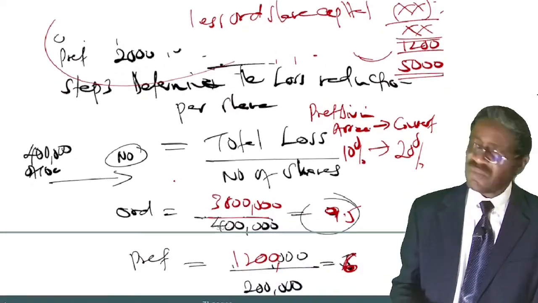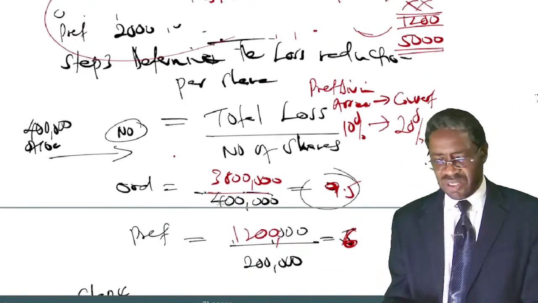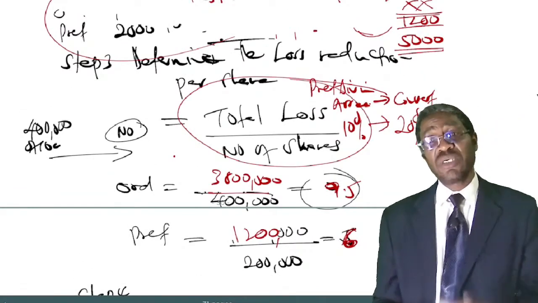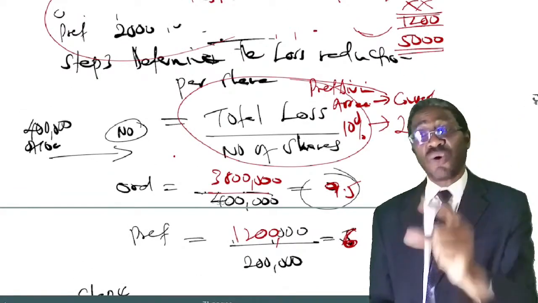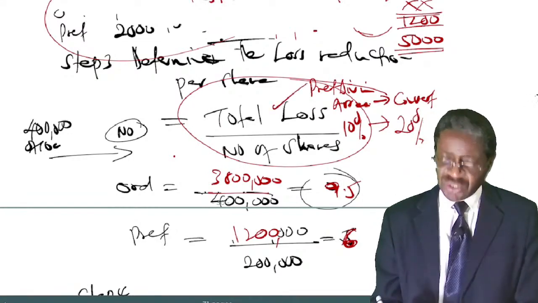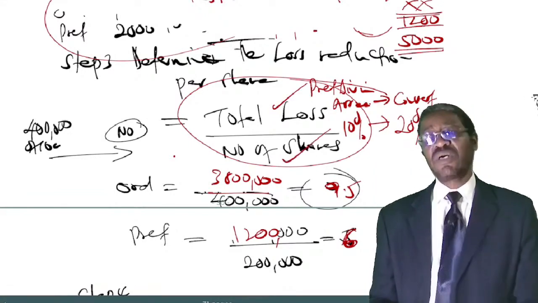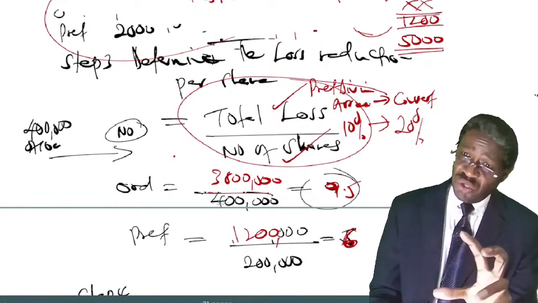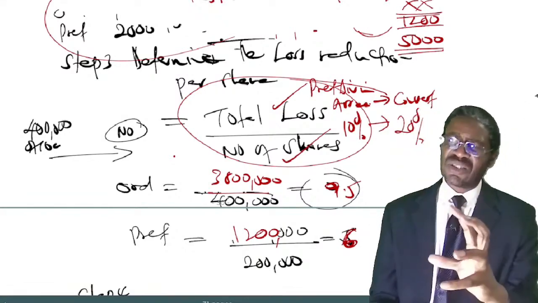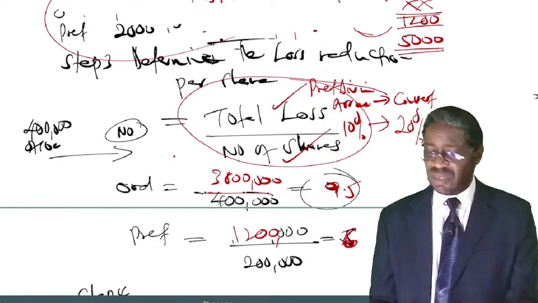Good. Once you determine who's to suffer the loss, we go to step 3 now. Step 3, I told you, you now determine the loss reduction per share. How? We get the total loss, whatever you have got in step 1, you divide that by number of shares. I told you it could be ordinary shares or it could be preference shares, whoever it is that is required to suffer that loss. Good. That was our step number 3.